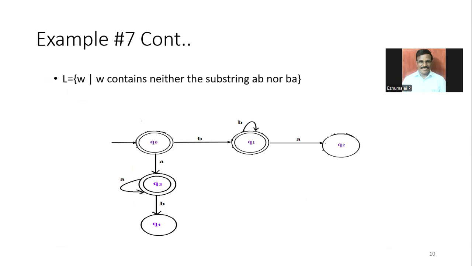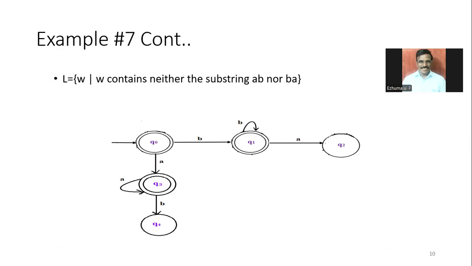If we give B, it goes to Q4. Q4 and Q2 are not final states. If any input contains AB as a substring, it does not go to a final state. So for AB, A as input goes to Q3, and B then goes to Q4. Q4 is not a final state. So the string AB is not accepted.